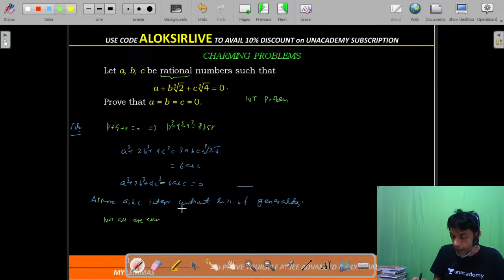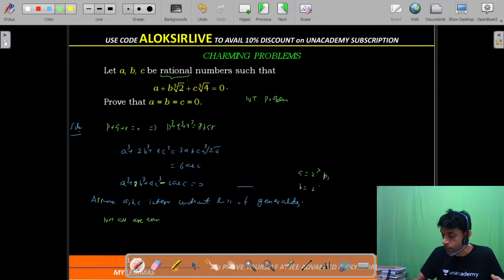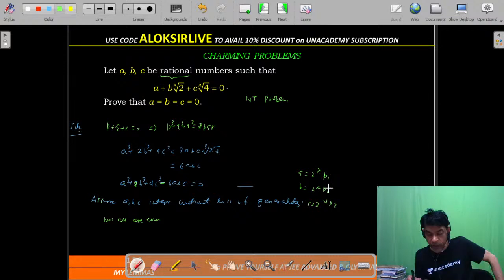Why? Because I can always take the highest power of 2 out. Not all even means something must be odd, right? I can suppose, for example, a was 2 to the power lambda times p1, b was 2 to the power mu times p2, and c was 2 to the power nu times p3. One of them must be smaller, so I can take that out. So I will say not all even.